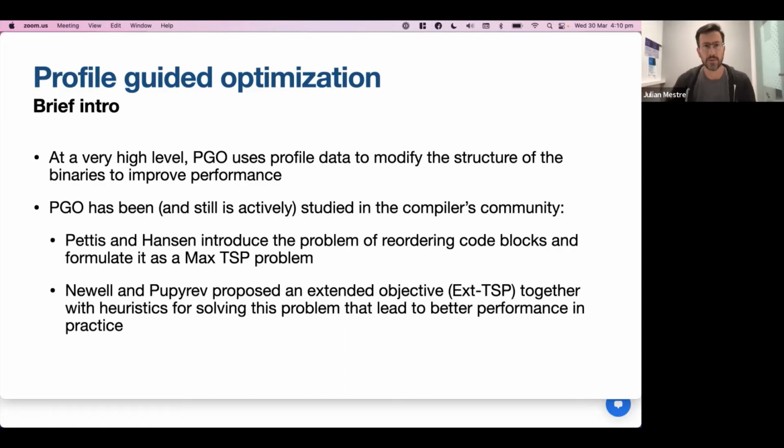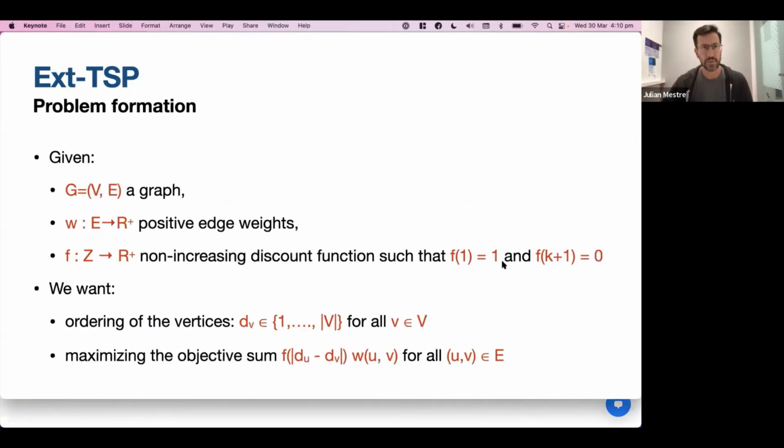So this is the problem that I want to work on. And what I want to do is fill in the gaps that were left in the previous papers and try to develop a theoretical framework for this extended TSP problem. All right, so let me give you the formal definition of the problem, and then I'll go over an example showing why this makes sense.